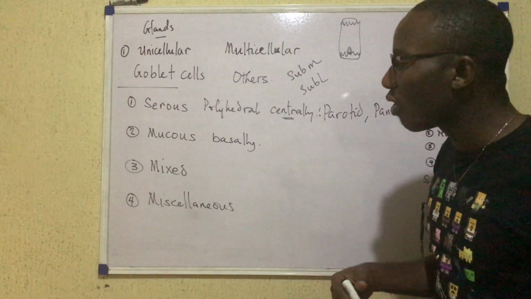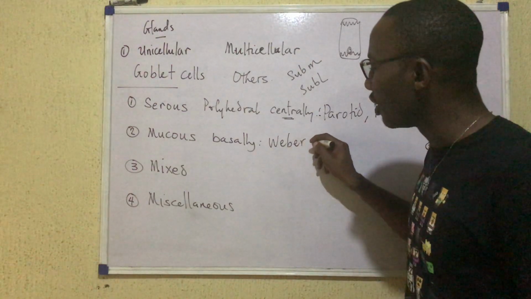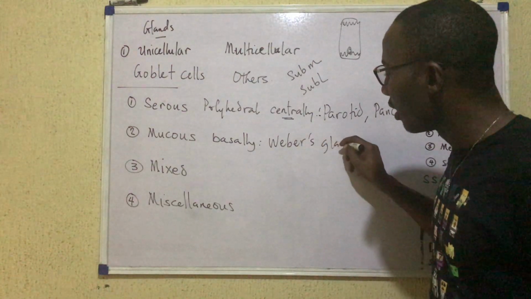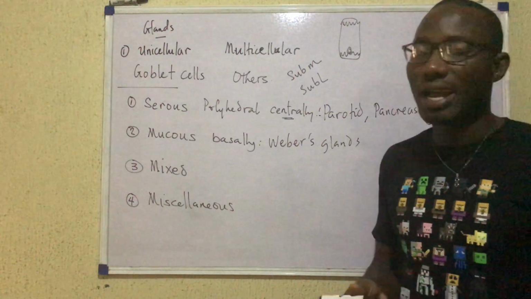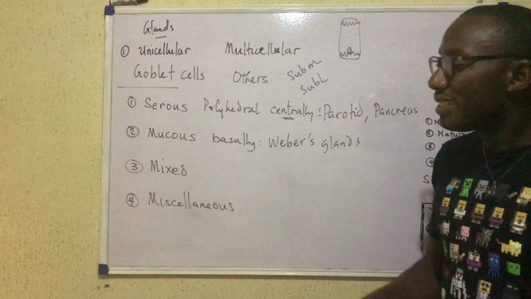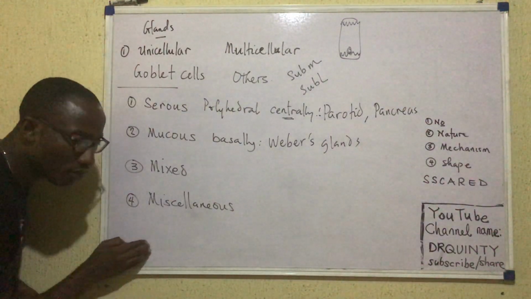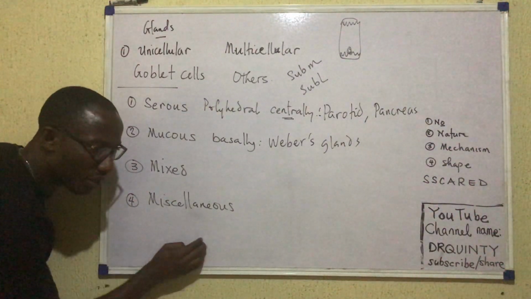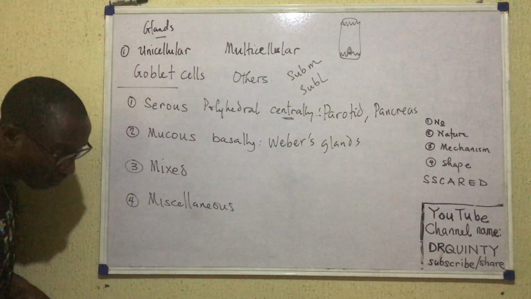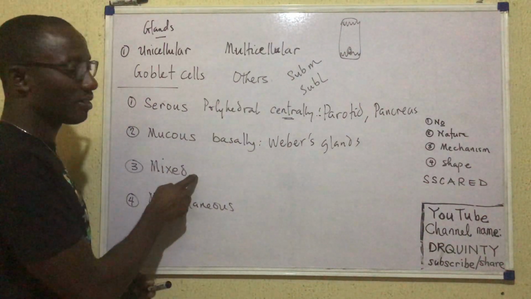Then for mucous glands, an example is the Weber glands on the tongue. So the Weber glands on the tongue are a very good example of mucous glands. Then for mixed glands, that is a gland where a portion produces serous secretion and the other portion produces mucous secretion, we have the other two groups of salivary glands as examples there.